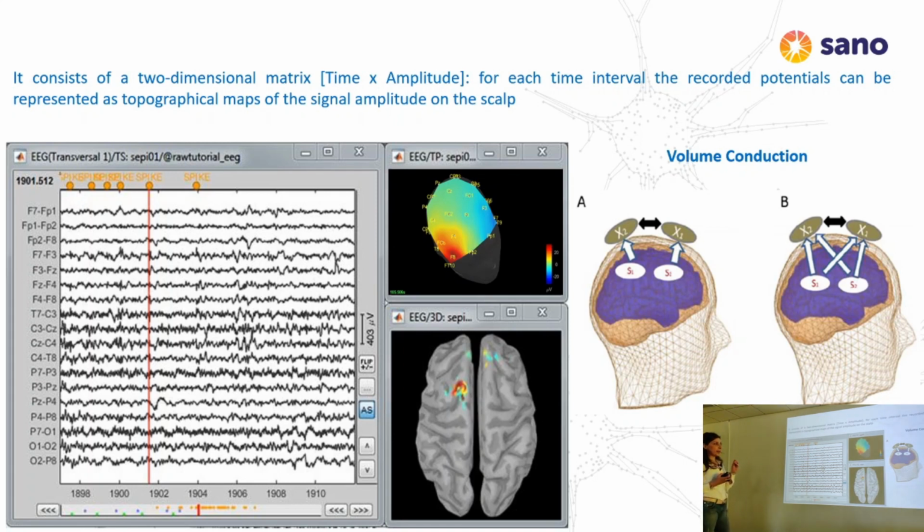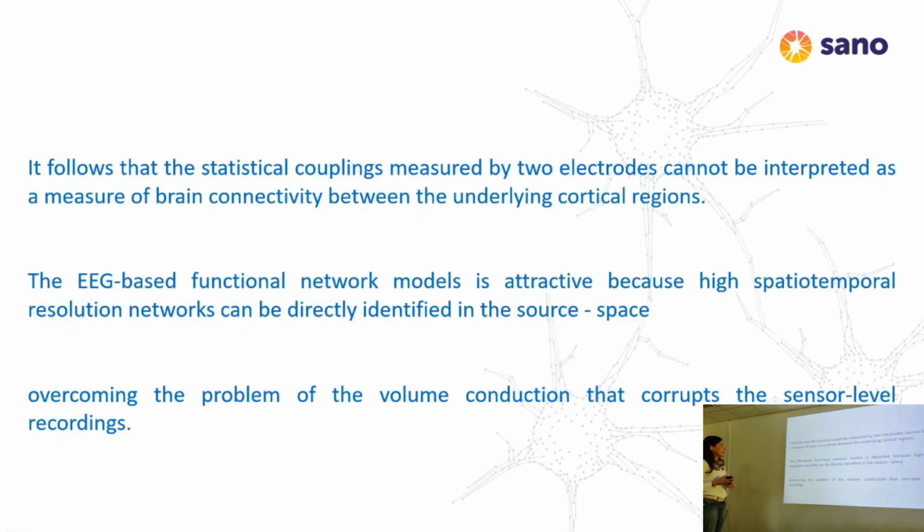However, each electrode captures a signal propagation due to volume conduction. And so the maximal activity that each electrode captures doesn't mean that the source, the generator, is under that electrode. It follows that the statistical coupling measured between two electrodes cannot be interpreted as a direct measure of brain activity of the underlying generators.